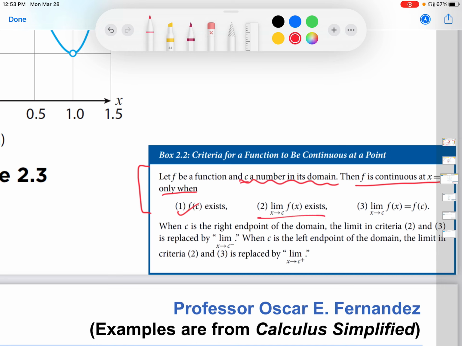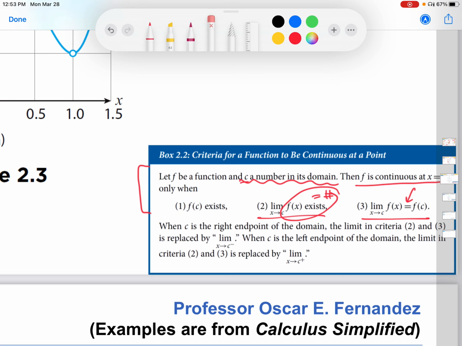The second one is the general limit, the two-sided limit, as x approaches C exists. Again, this means that it equals some number, right? If you get infinity, then the limit does not exist. And the third one is that the number you got here and the number you got here is the same. In other words, they're the same number.